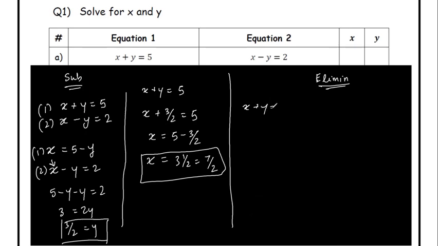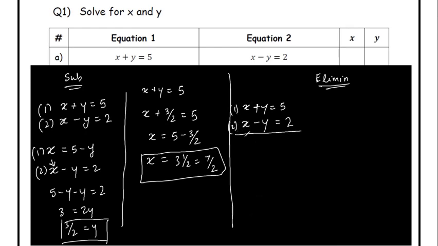x plus y is equal to 5. x minus y is equal to 2. Okay, x plus y is equal to 5. So in the elimination method, we try and make the coefficients equal out here. I've already got the coefficient of x and y equal. Yeah. So usually I would say subtract the second equation from the first one.